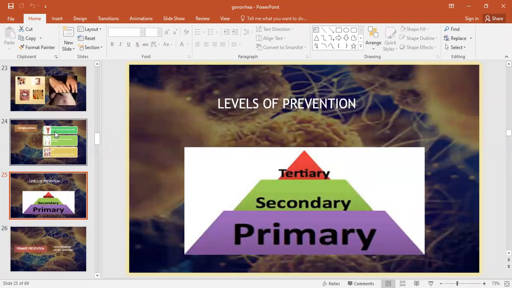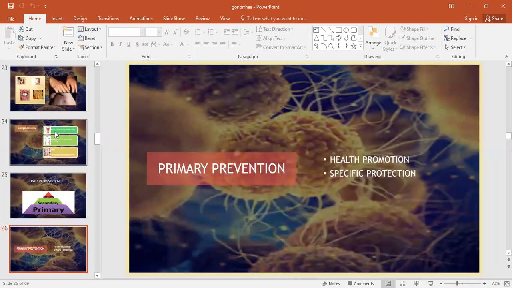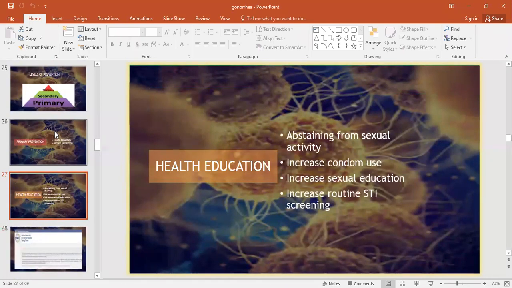Levels of prevention. Primary prevention includes health promotion and specific protection. Health education covers abstaining from sexual activity, increased condom use, sexual education, and increased routine STI screening.